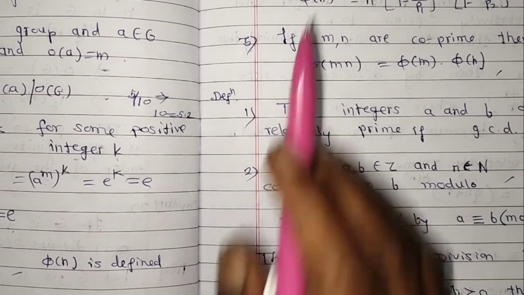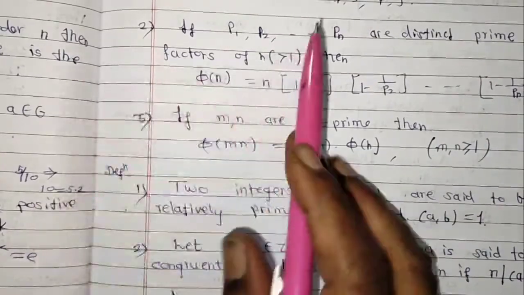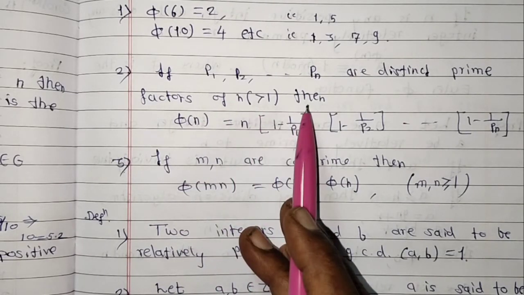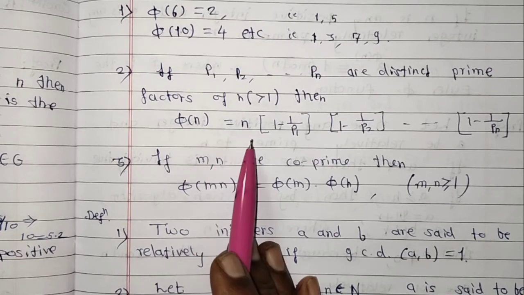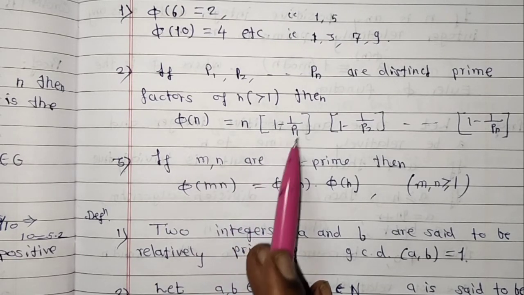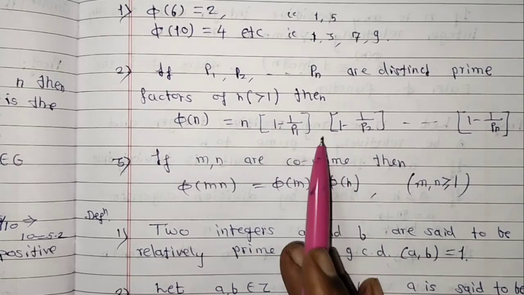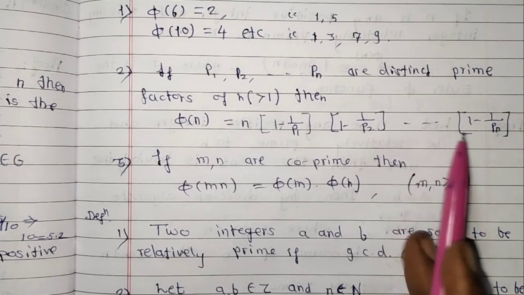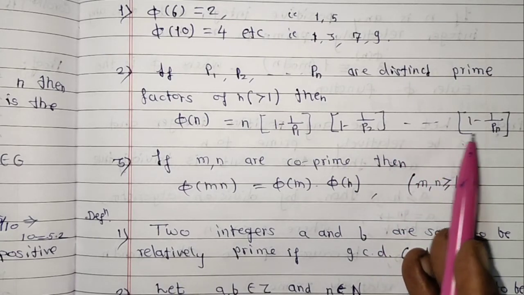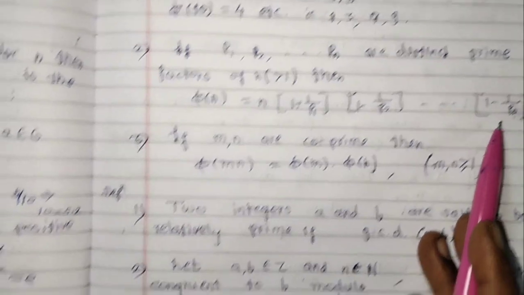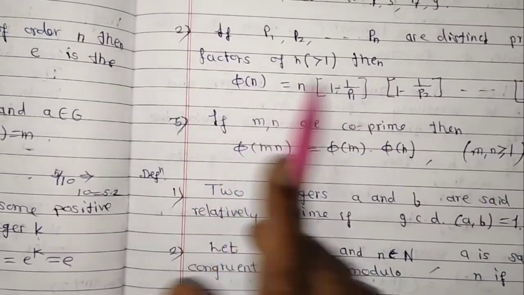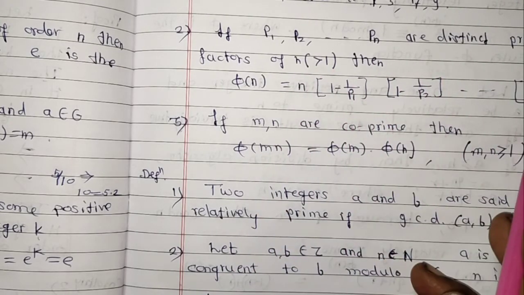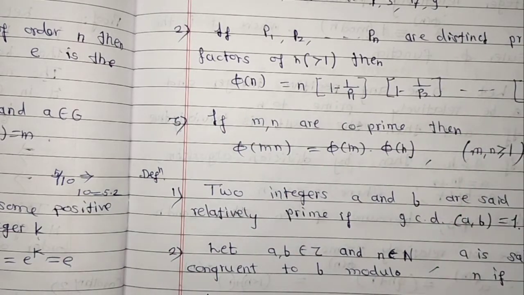Second remark is: if P1, P2 up to Pn are distinct prime factors of n, for n greater than 1, then phi of n equals n into bracket 1 minus 1 upon P1 bracket complete, into second bracket 1 minus 1 upon P2 bracket complete, into and so on, the last bracket is 1 minus 1 upon Pn bracket complete. Then phi of n equals this term.